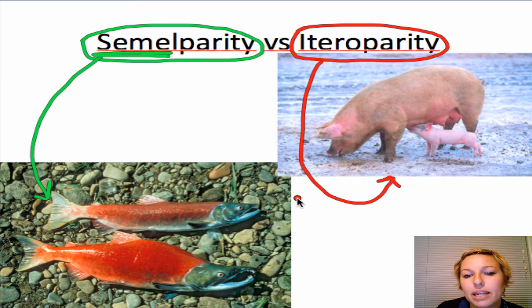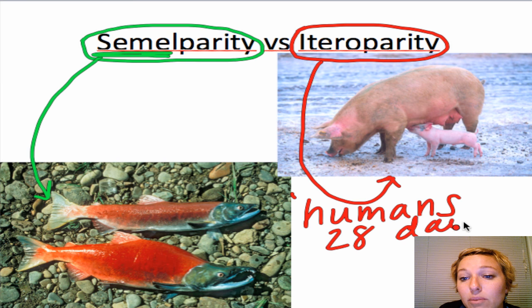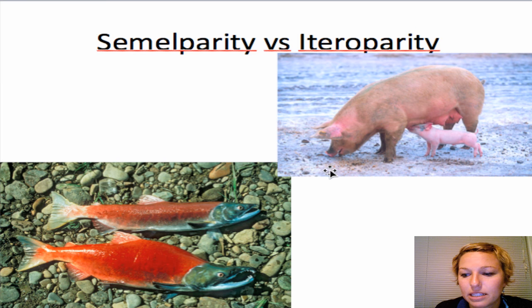We're capable of having offspring many times in our lives. And for humans, we can actually have offspring every 28 days. So that is the reproductive cycle of a female human. So every 28 days, we have the opportunity to have a child. Though many humans don't choose to get pregnant every 28 days, right? But we have the opportunity to. So that's semelparity and iteroparity.